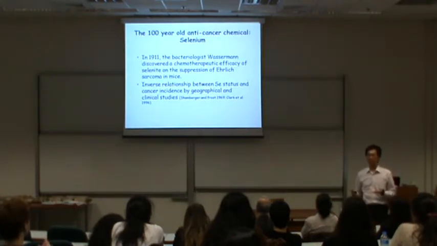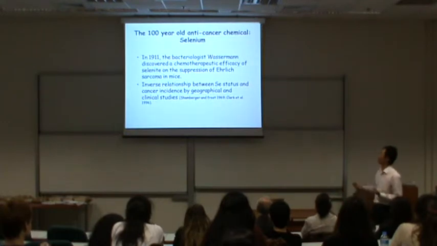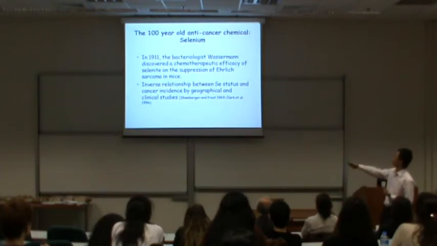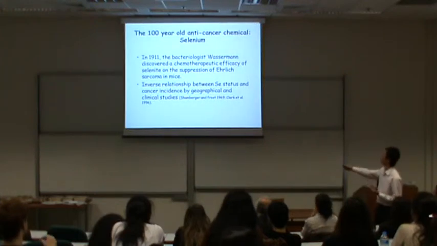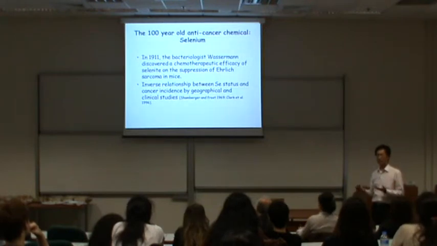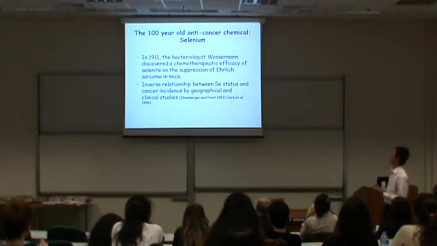Selenium is actually a very old chemical to study in cancer. It has been 100 years. The first case known is in 1911. A scientist injected an inorganic form of selenium called selenite directly into the tumor in mice, and he could see shrinkage of the tumor. So 100 years ago, there were already people considering selenium as an anti-cancer chemical.